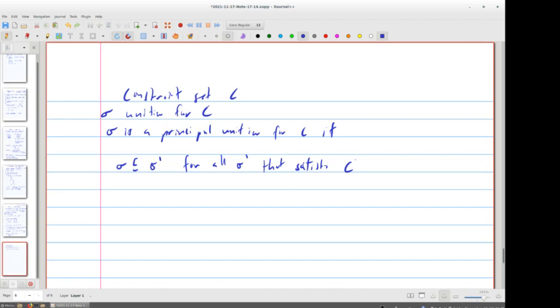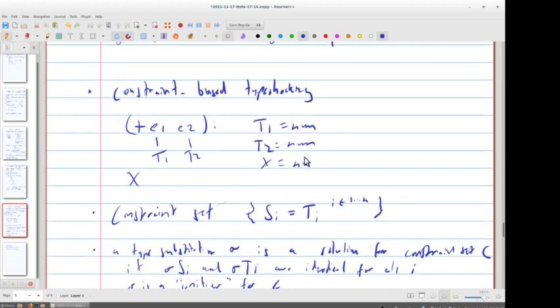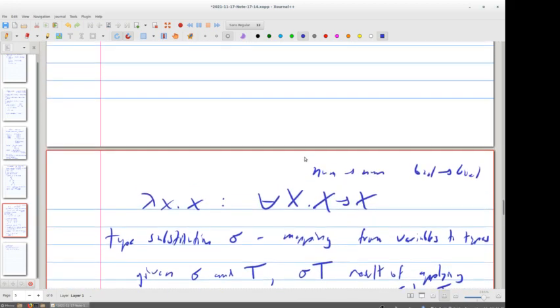So, like our example from before, where was it? Right here. Suppose that we were type checking this. What we would end up with is something like x arrow x, and the question is, what would our constraints be? I suppose we wouldn't have any constraints. From type checking this, our constraint set would be empty.